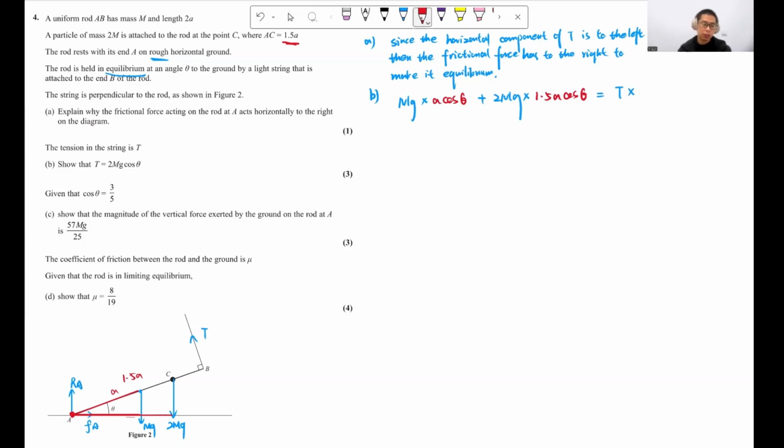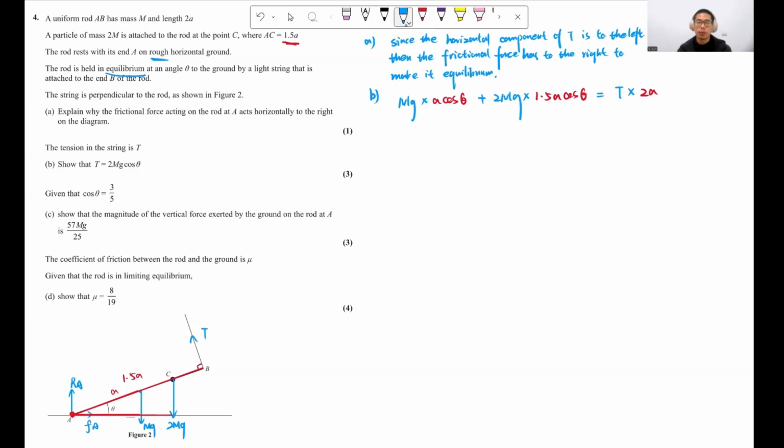So the shorter distance from point A to tension is just this length because they are perpendicular. Shorter distance is a perpendicular distance. So then we know AB has length 2a, so just times by 2a. And all we have to do is just simplify this.